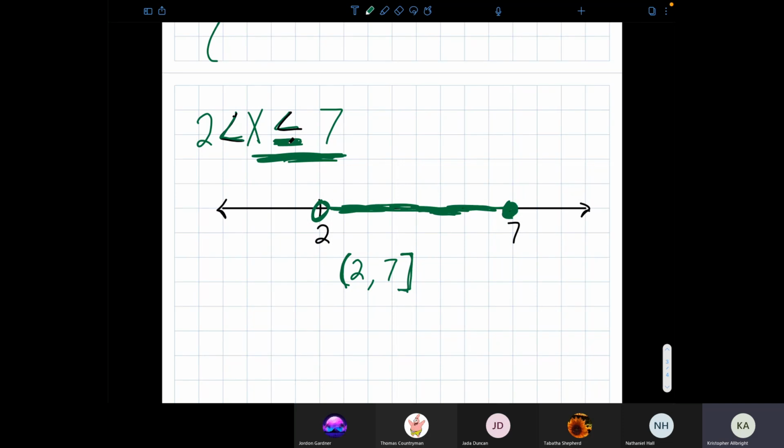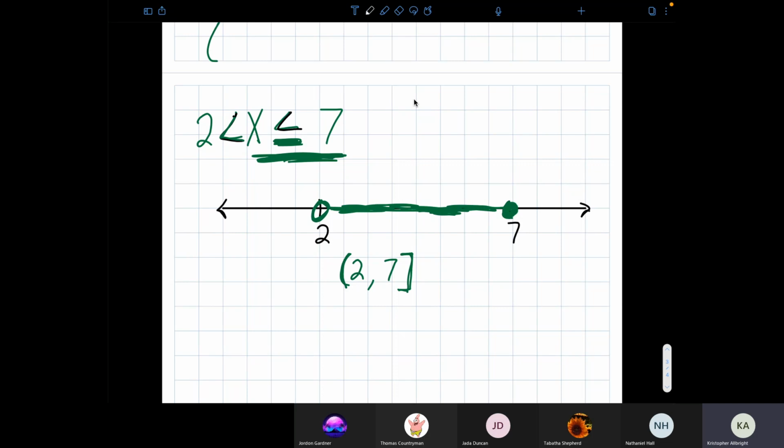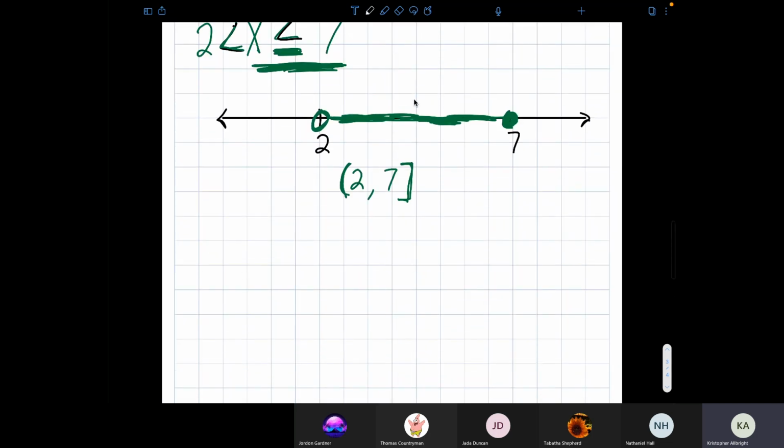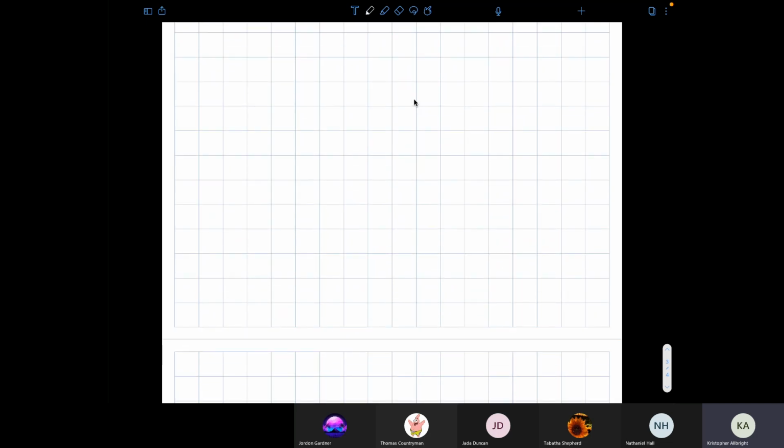Let's move on to linear inequalities. So these were just inequalities in one dimension, meaning that they were on a number line. We're about to start linear inequalities on a graph with an x and a y axis. And these are not that much more difficult. Your shading is going to be a little different, but that's pretty much going to be it.